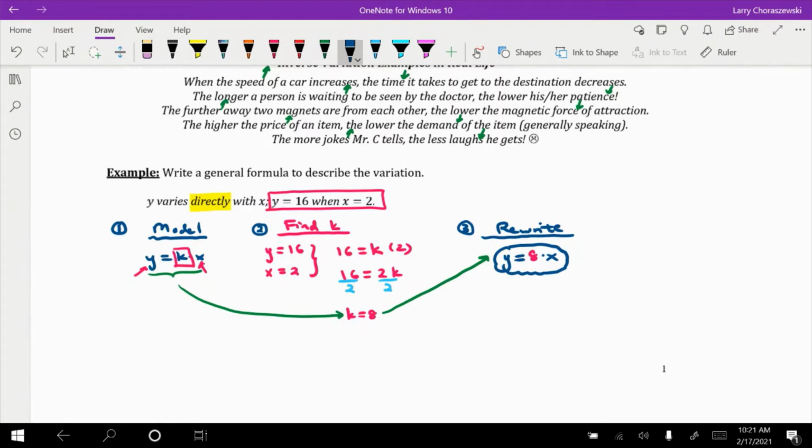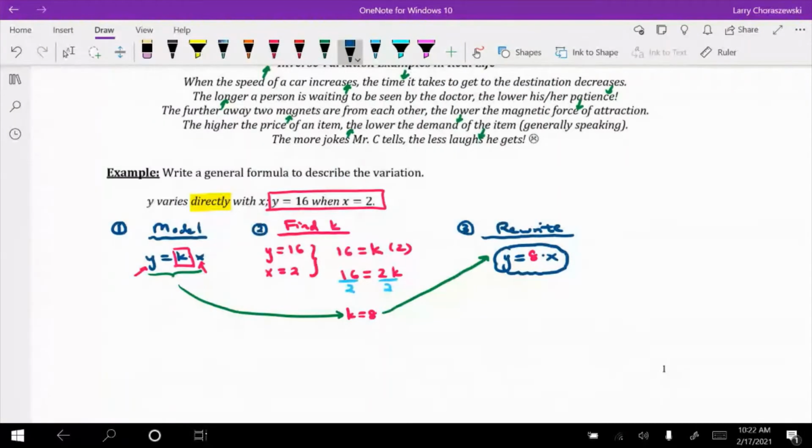Not just any old random k value will work. We need the k value that would help us generate a y value of 16 when x is 2. And so that's the whole reason for step number 2. Once we figure out our value of k, we come up with a model, essentially an equation with that specific value of k. And you can always check that your model works by plugging the x and y values provided back in.